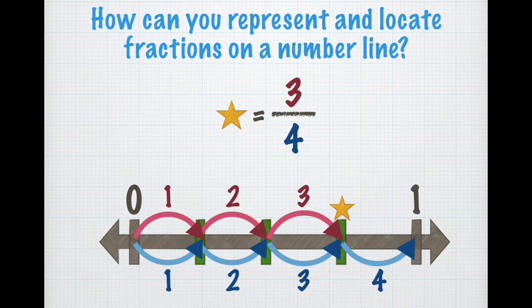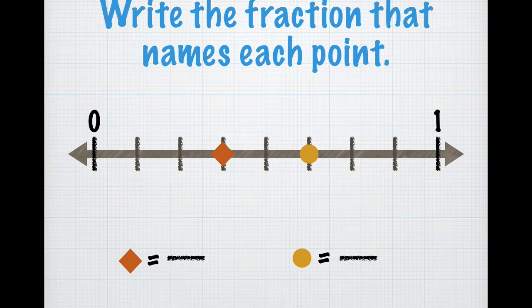Let's turn our papers over. And let's practice another one. We're going to write the fraction that names each point. So first we want to find our denominator. And remember, our denominator is the total number of spaces in the whole. So the number of spaces between 0 and 1.